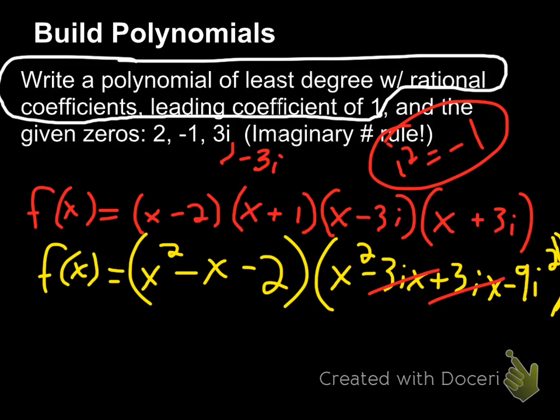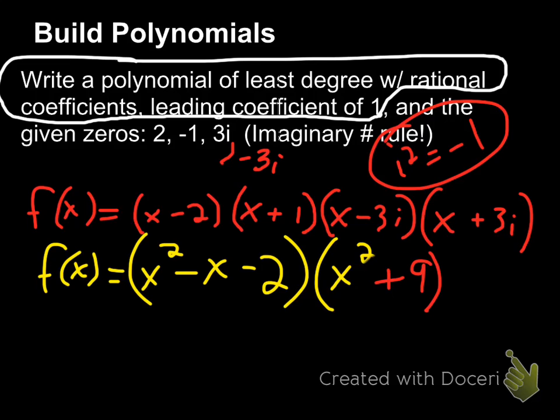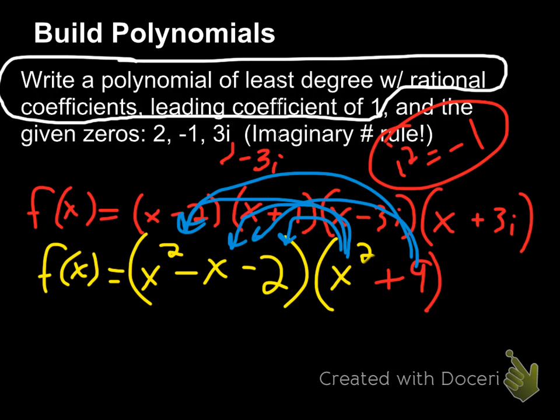So this entire mess right here simplifies to x squared plus what? 9. Yeah, good. So I had minus 9i squared. That changed to a positive 9. All right. Now, we learned 2 or 3 sections ago, how do I expand this thing? I take x squared times x squared, negative x, negative 2. And then I take 9 times x squared, negative x, negative 2.